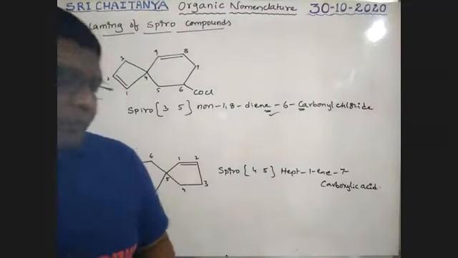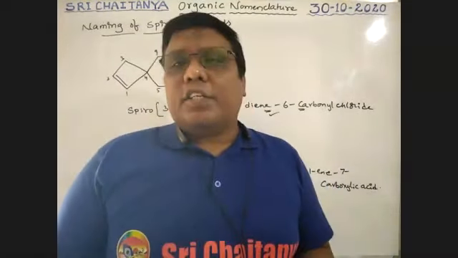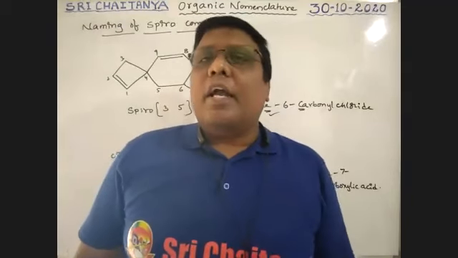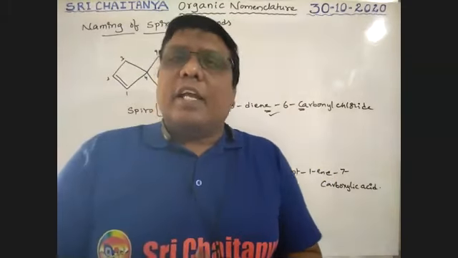Okay, so this is the way you write the naming of spiro compounds and bicyclo compounds. So this is the end of nomenclature.